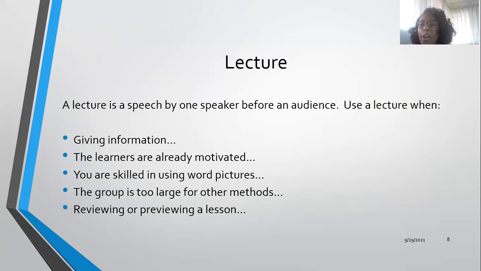We can't do that. We have to be the kind of people who can do word pictures. There are people with verbal intelligence. Don't do lectures if you can't speak for a very long time at a given moment. You have to understand that you'll be able to speak.